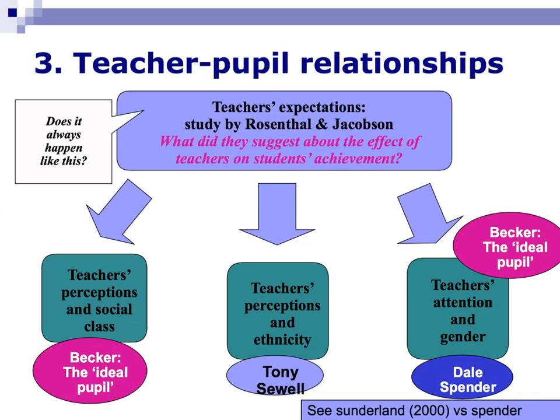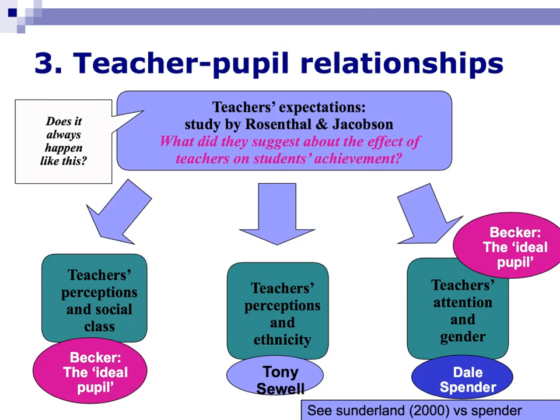When it comes to teacher-pupil relationships, don't forget that Becker's ideal pupil certainly fits in with the social class and the gender argument. Becker did talk about that, but you can also apply it to ethnicity as well. Generally, the ideal pupil, in terms of teachers' expectations, is a white pupil, and to take it a step further, also possibly a Chinese pupil as well.